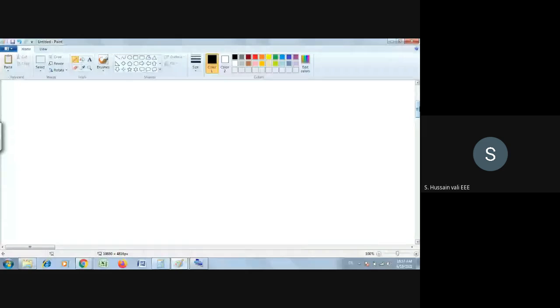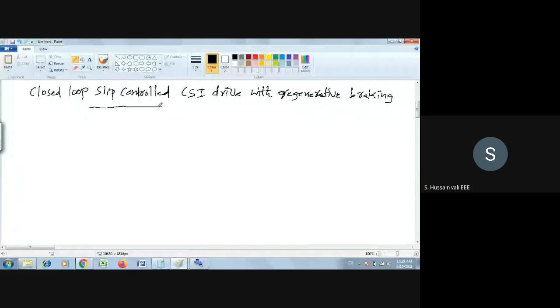Then we will go now to closed loop control. I will say now, closed loop slip controlled current source inverter drive, CSI drive with regenerative braking. In this case I will draw the block diagram and explain.